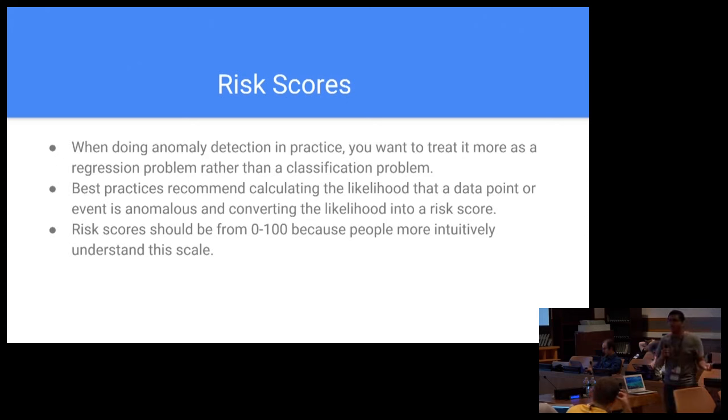And how do you get these risk scores? Well, one thing you can do when you're calculating the anomalous events is assign a probability to it. Given your critical values and your LOF score, you can say this corresponds to a likelihood that this is anomalous of 0.75. Multiply that by 100, and it has a risk score of 75. You can also do additional calculations afterward. But you want to give them risk scores. People understand risk scores. They don't really understand probability.